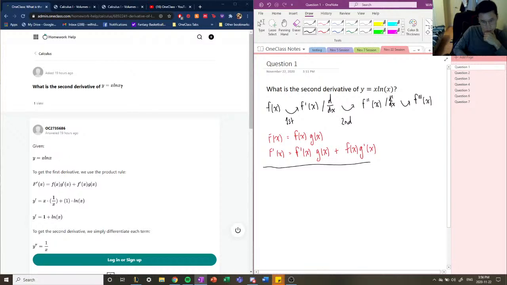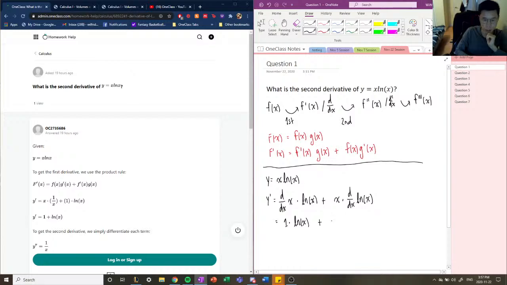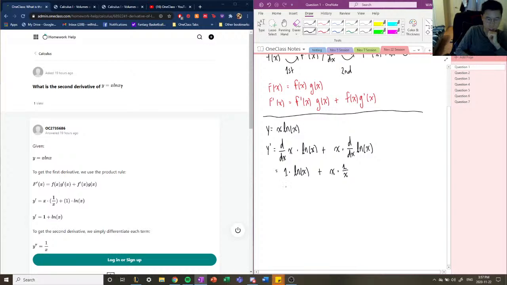So let's write down our question. Our original function is y equals x ln x. So y prime would be d over dx of x times ln x plus x times d over dx of ln x. That would equal 1 times ln x plus x times 1 over x. If we simplify this together, we get ln x plus 1.